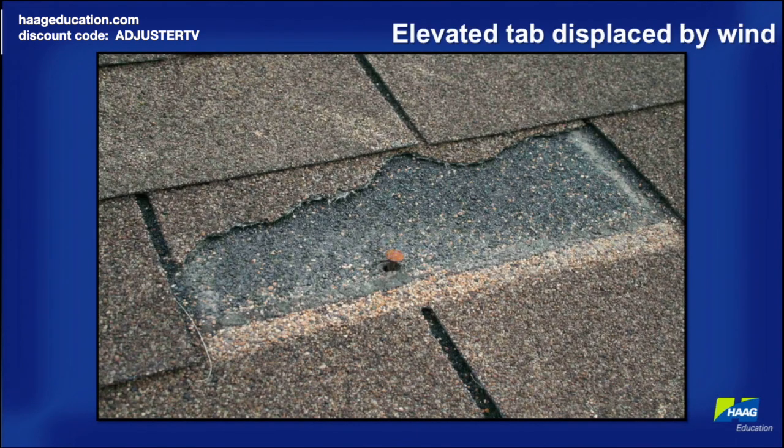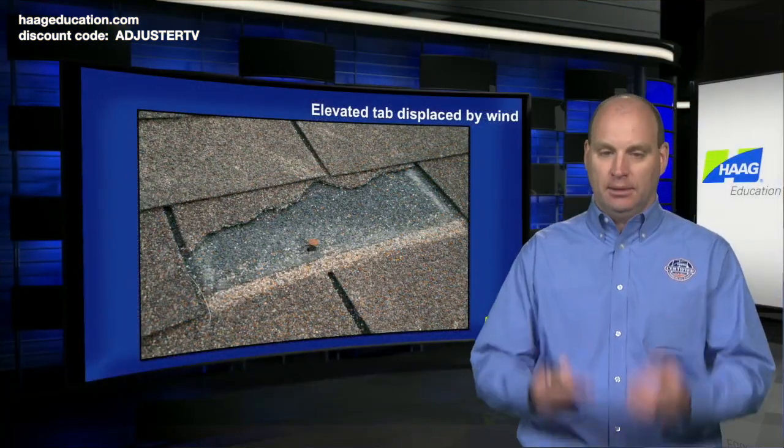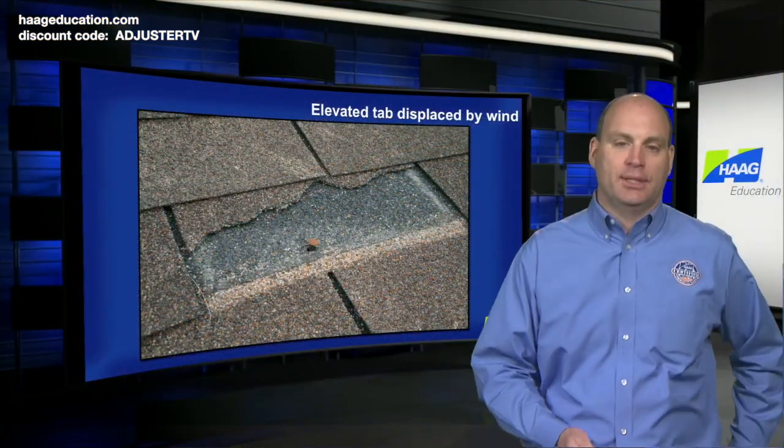Here we see a raised nail where a shingle was torn off. So that tab had been lifted up by that protruded nail. And again, that creates more of a projected area, more opportunity for wind to get up there and lift up and then tear off, in this case, that tab.